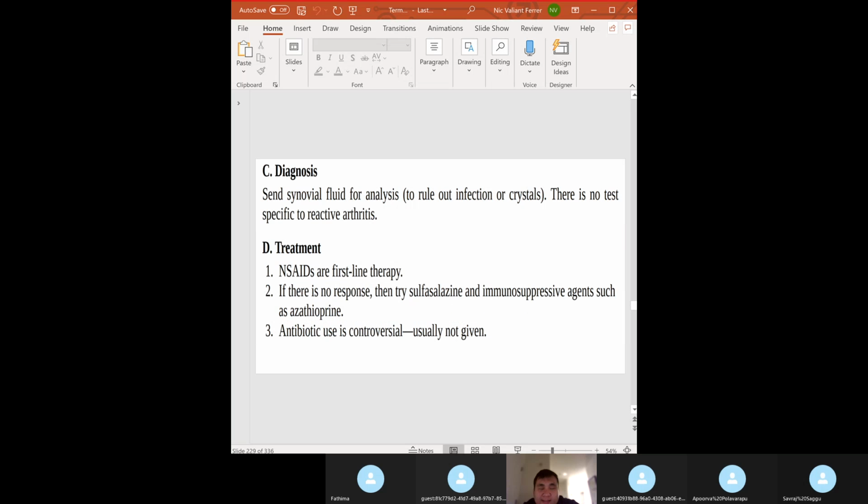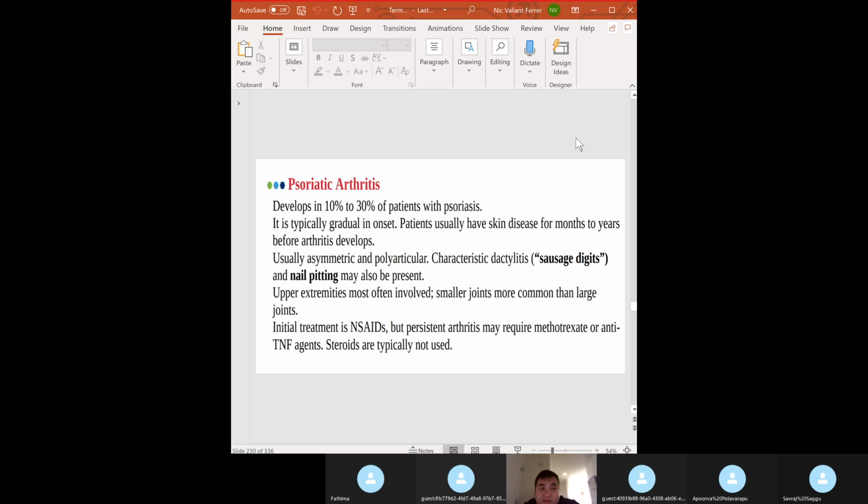What's the treatment? NSAIDs always, first-line therapy. If there is no response, sulfasalazine and azathioprine. Usually, antibiotic use is controversial. It is usually not given.